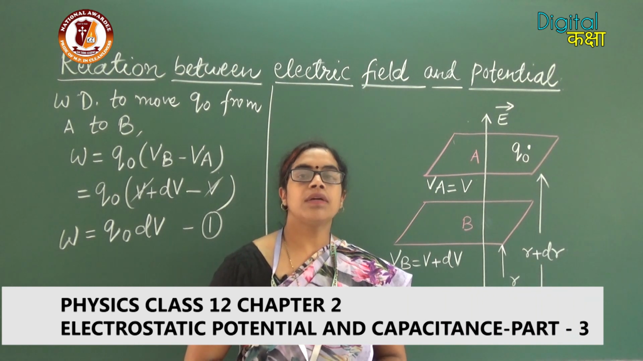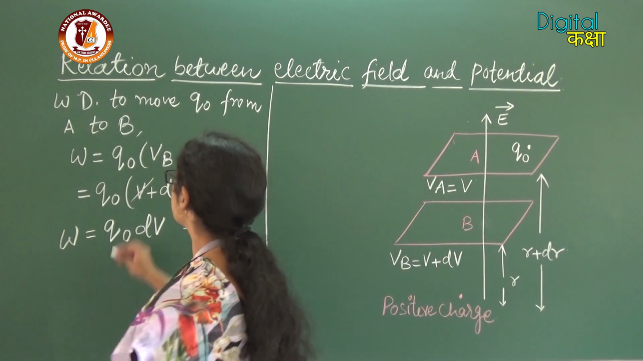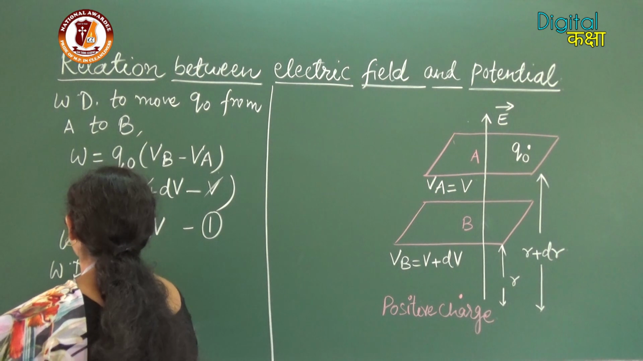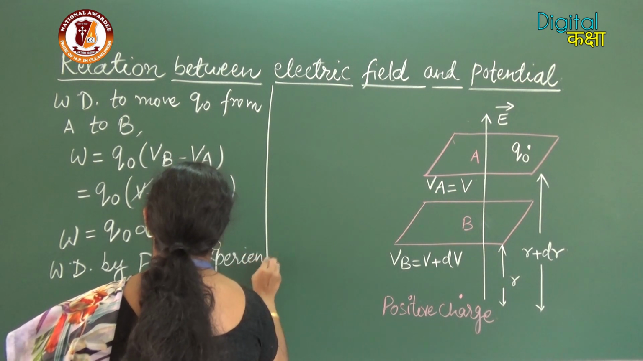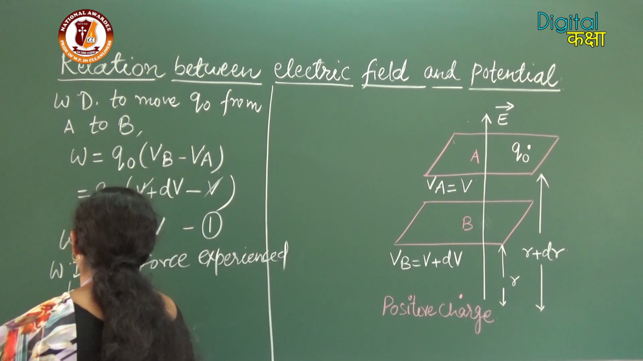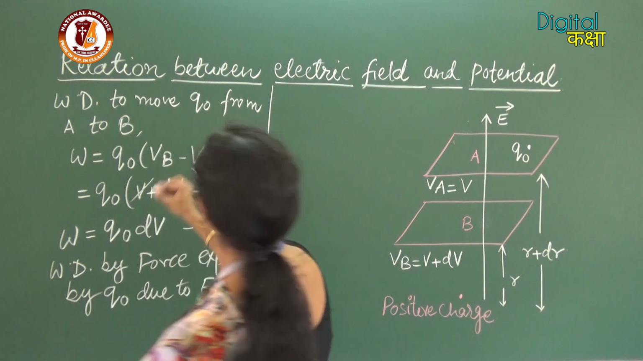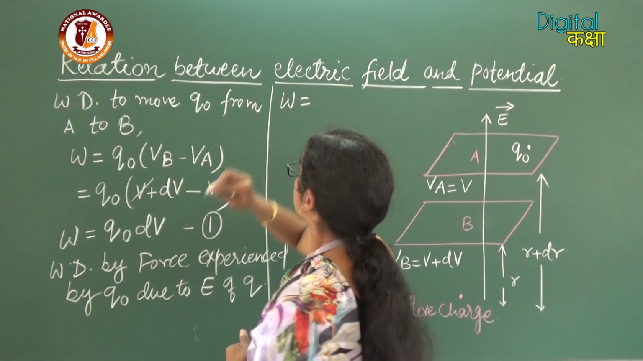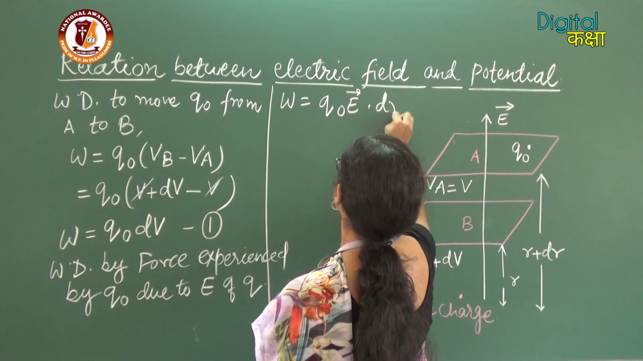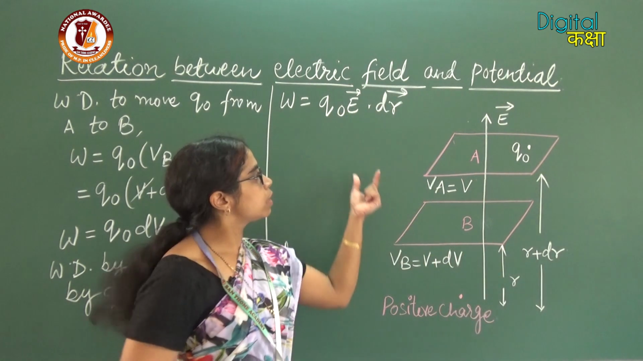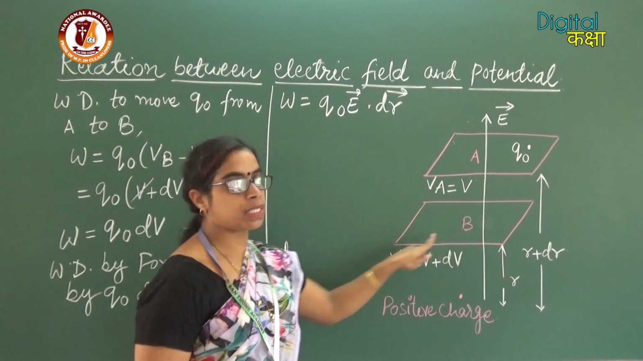So let us calculate the work done by the force experienced by Q naught due to the electric field of Q. Here this work done will be calculated as Q naught E dot dr, where dr represents the displacement of the charge Q naught from A to B.